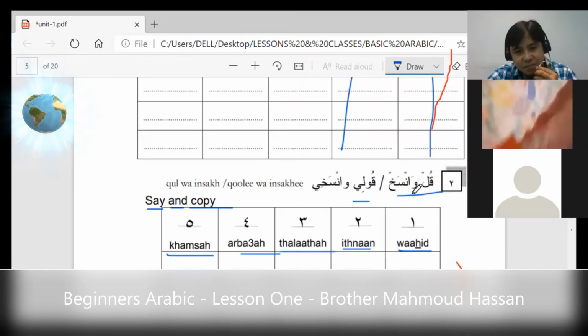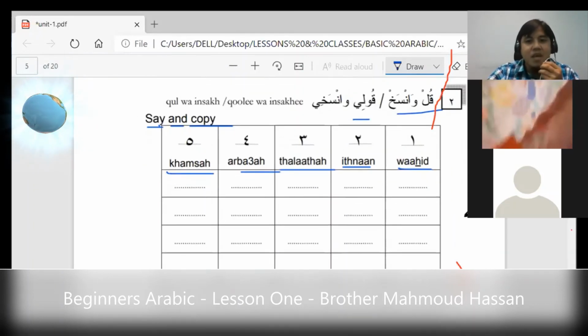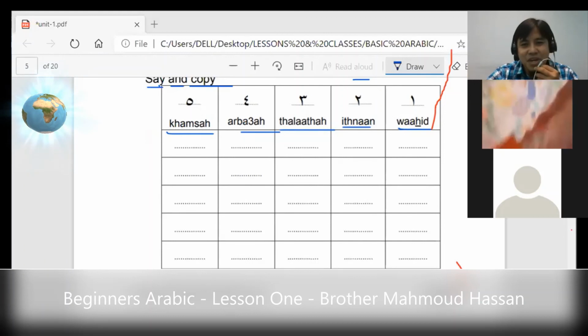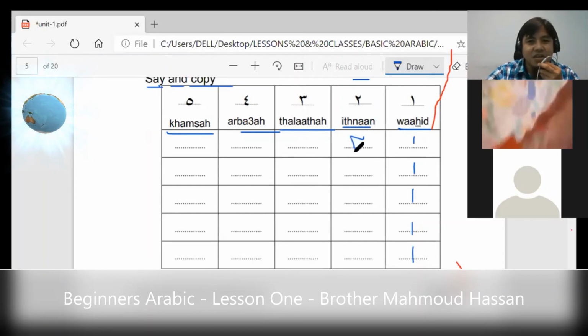Then what is the instruction? Say and copy. So you need to say it and do it by yourselves there. Okay, واحد, then you write the number واحد. And Ithnan, so you write the number Ithnan. So here we are learning the Arabic alphabet. At the same time, we are learning the Arabic numbers, inshallah.